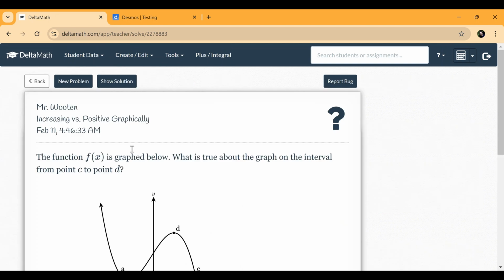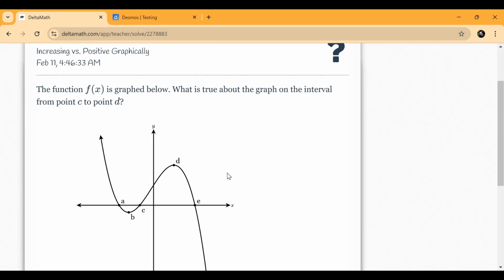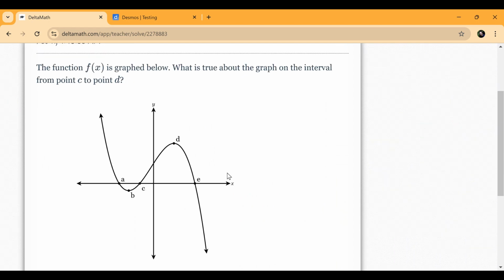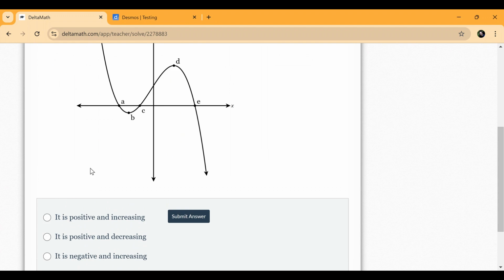Next up, increasing versus positive graphically. So this function is graphed below. What's true about the graph on the interval from point C to point D? So from right here to right here, what's going on? First off, is it positive or negative?